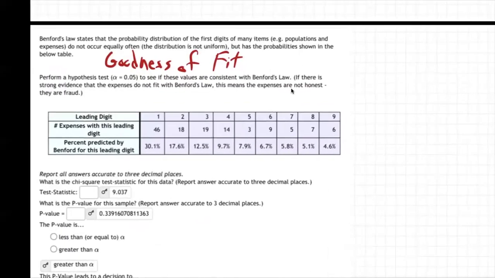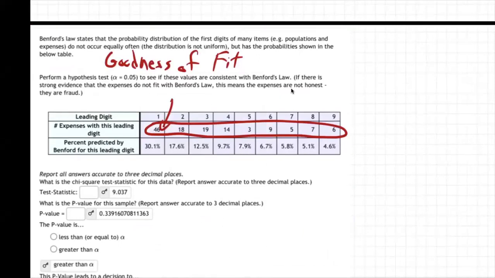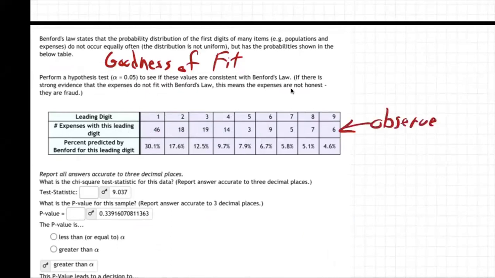And these right here, these are the observed. That's what we observed, right? 46 times the company had a leading digit of 1 on their expenses, and 18 times they had a leading digit 2, et cetera. So that's what we observed. So we need to copy and paste. This is the observed. We're going to copy and paste it.